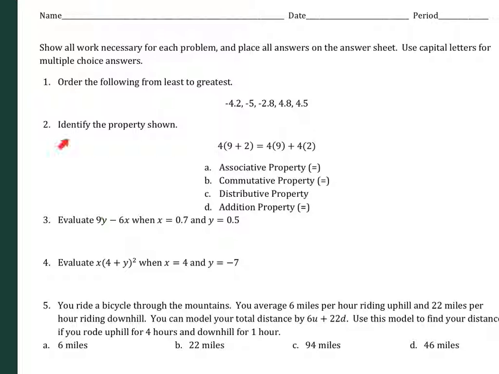Number 2, identify the property that is shown. So you get 4 times the set of 9 plus 2, which is equal to 4 times 9 and 4 times 2 added together. I think I read number 2, but you got associative property of equality, commutative property of equality, distributive property, or addition property of equality.